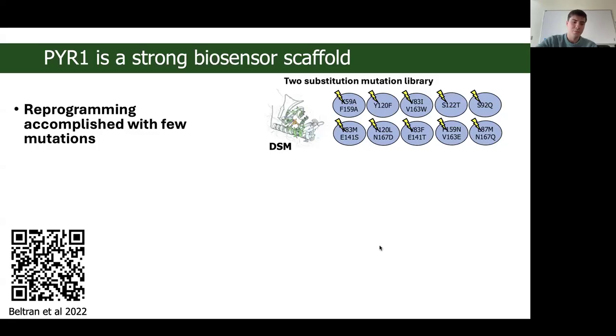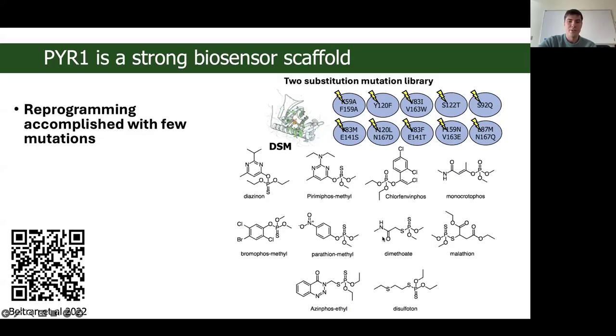Much more recently, in 2022, work was done to create this double site mutation library, which carried a really wide breadth of diversity, and I'll talk more about the design of that library later. But I just want to highlight that in 2022, this library was screened against a number of agrochemicals.